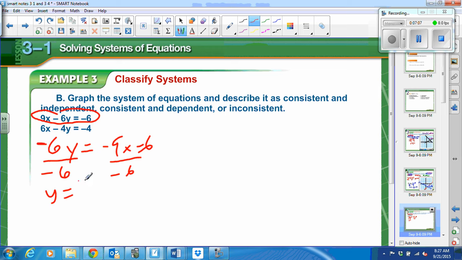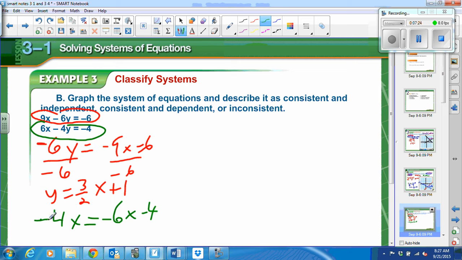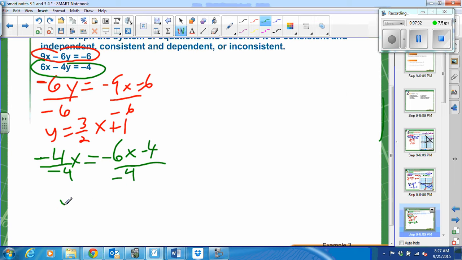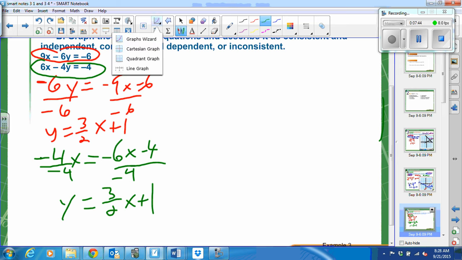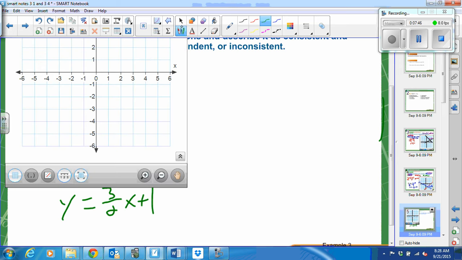And we get y = 3/2 x + 1. And then for the other line, we get -4y = -6x - 4. Divide by -4. And we get y = 3/2 x + 1. So algebraically, we can pretty much see that we have the exact same line here, but they wanted to show it graphically, and so that is what we will do.